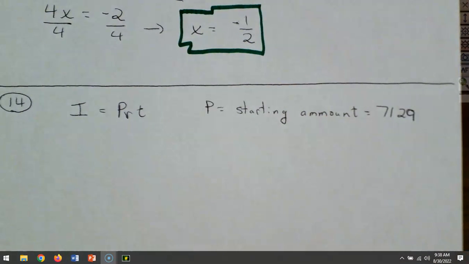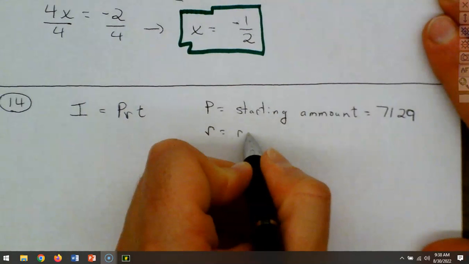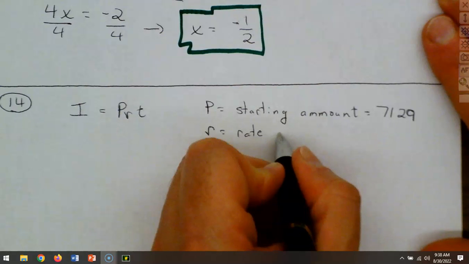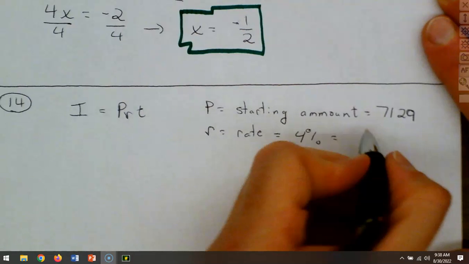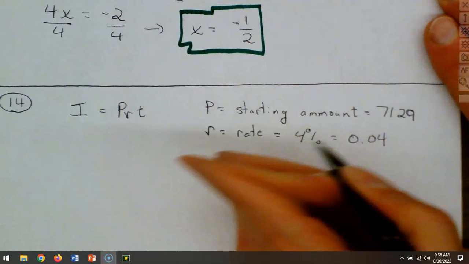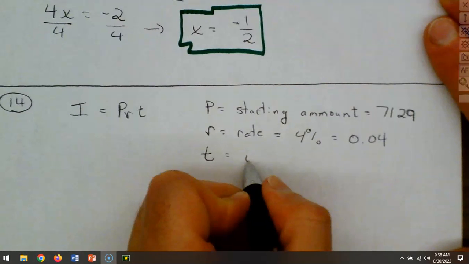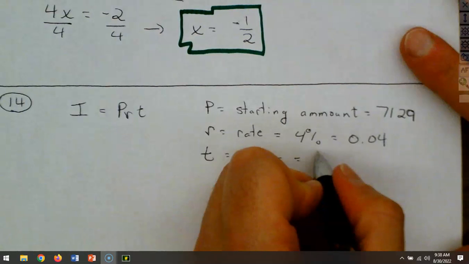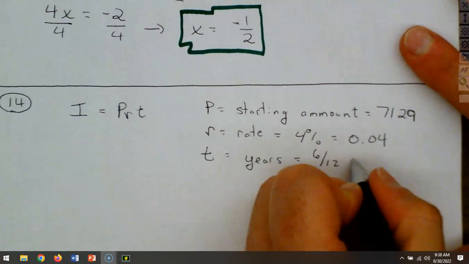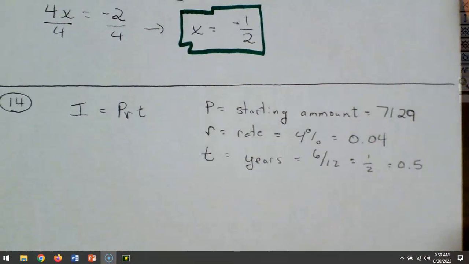Yep, no problem. R is going to be the rate, and we always want to make sure we put that rate as a decimal for the percentage. So it's 4%, and make sure you're careful. As a decimal, that would be 0.04, wouldn't it? And our time. Now, time is in years. And in this case, we've got 6 months, so we have to divide that by 12. And that's a half. Or you could even use 0.5 for that.